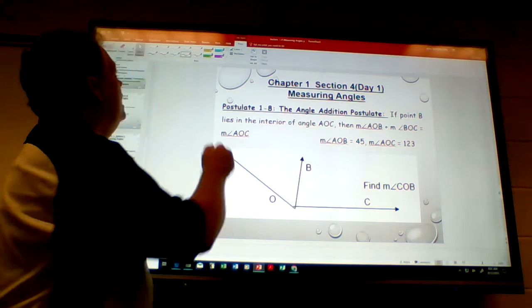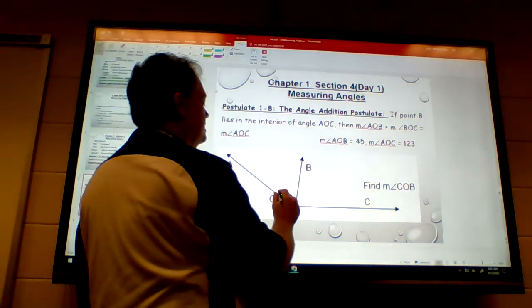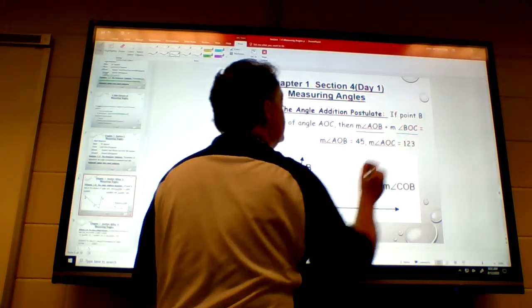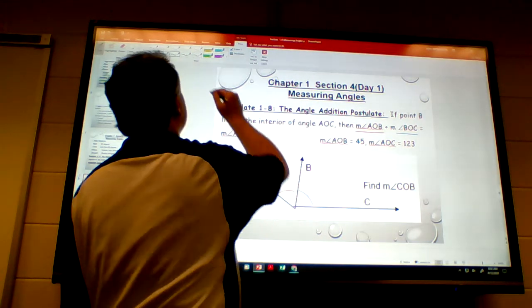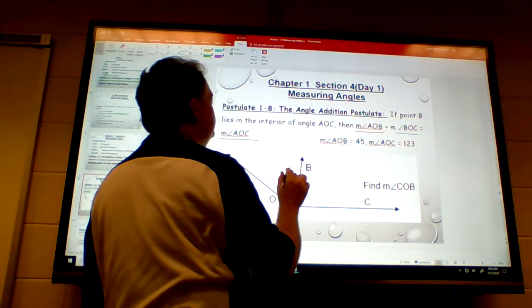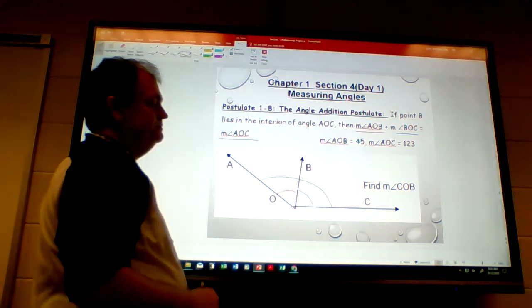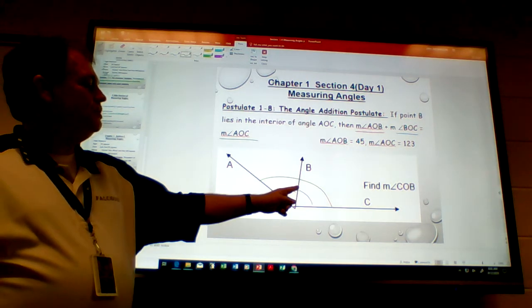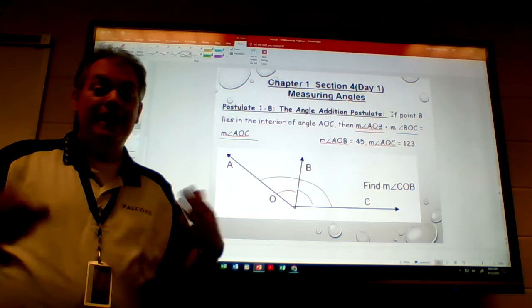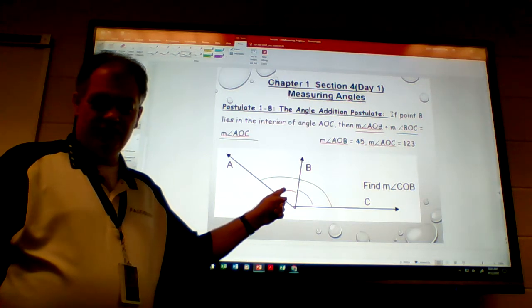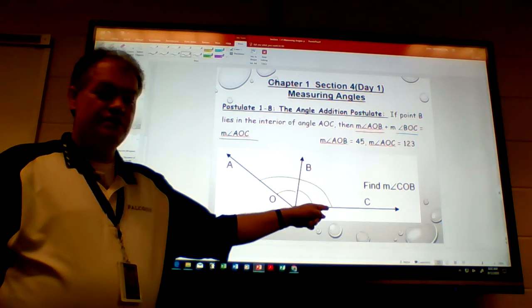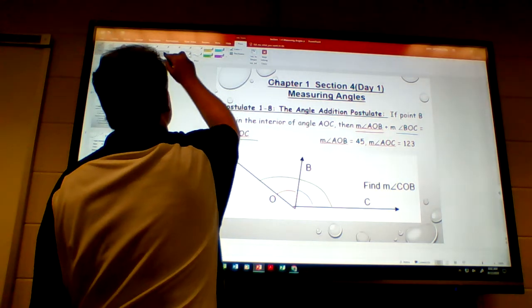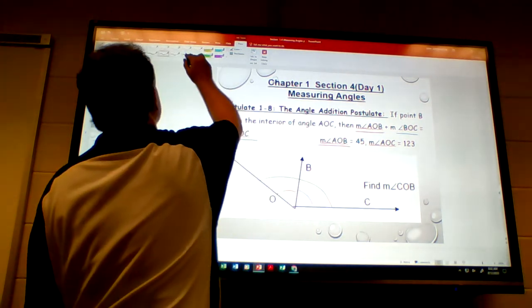Here's what it means. I'm going to group these angles by color. AOB is the red angle. BOC is the blue angle. And AOC, the whole thing, is the green angle. Here's what it's saying: the red angle plus the blue angle equals the green angle. Let me say that again. This red angle plus this blue angle equals the green angle. That's what it's saying.